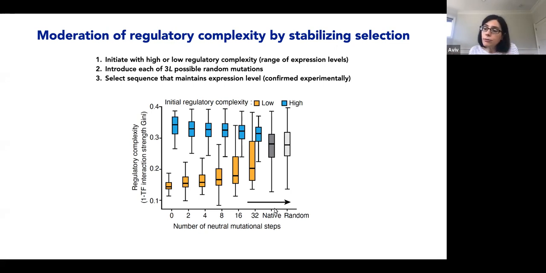So this may mean that the regulatory complexity we see in native sequences could just reflect the space of possible configurations with equivalent expression outcomes. Okay.